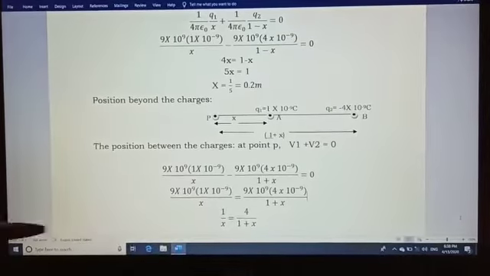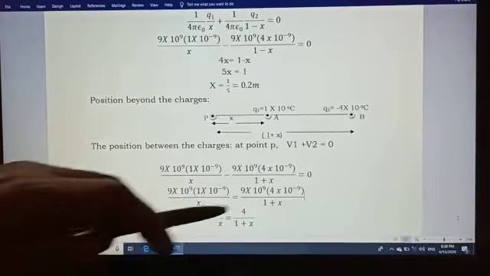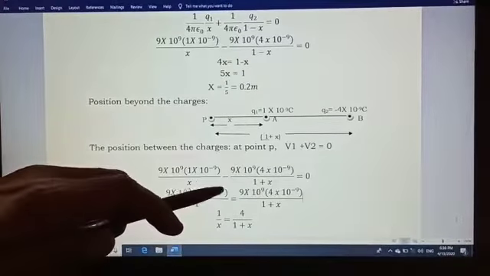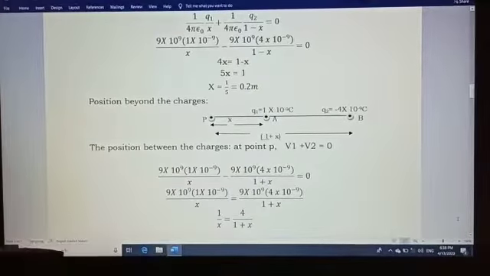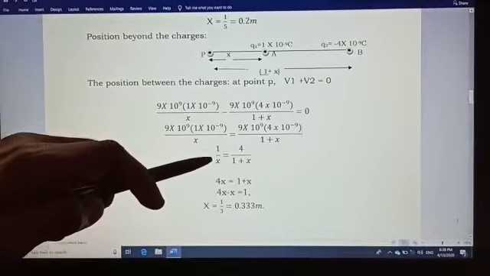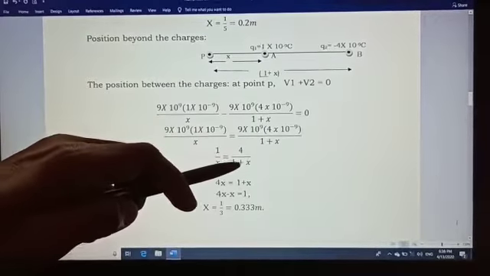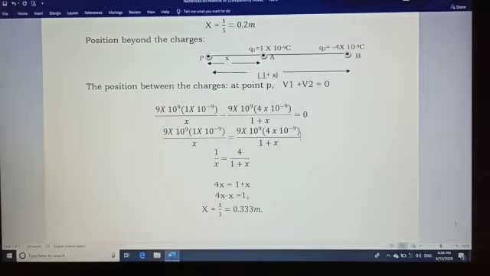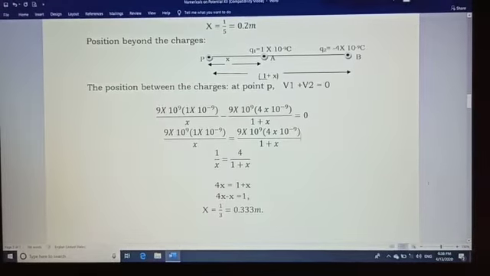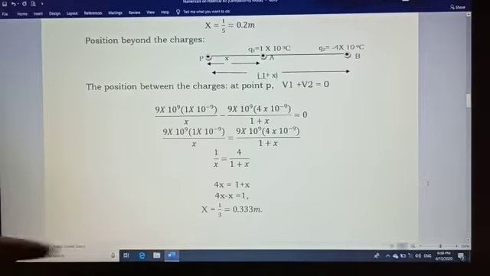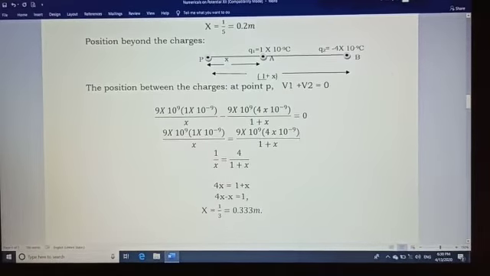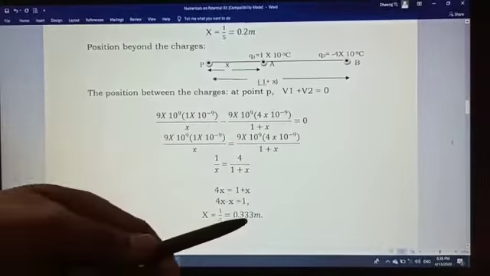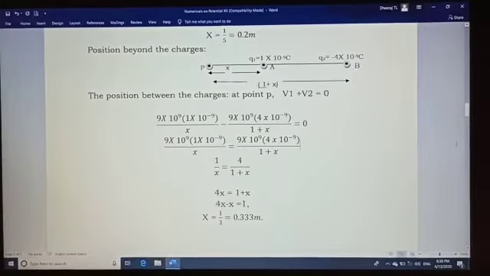The 9 into 10 to the power of 9 cancels, and 10 to the power of minus 9 and 10 to the power of 9 also cancel. So what you will get is 1 over x is equal to 4 divided by 1 plus x. On simplification, x is equal to 1 by 3, that is 0.333 meters. So x is 0.333 meters, and on adding this, 1 plus this much. Thank you for watching this.